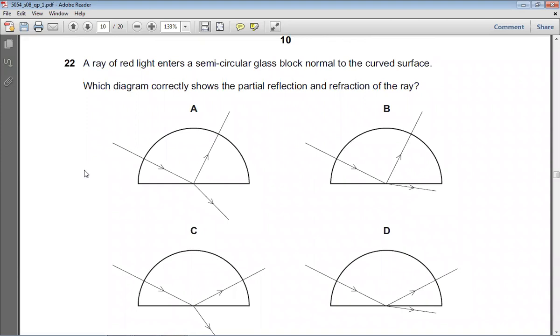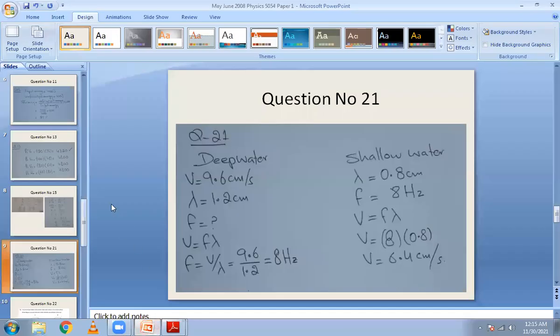A ray of red light enters a semicircular glass block normal to the curved surface. Which diagram correctly shows the partial reflection and refraction of the wave of the ray? So partial reflection and partial refraction is supposed to be shown. So we have to choose which one is the correct path. Okay, so let me show you my work.